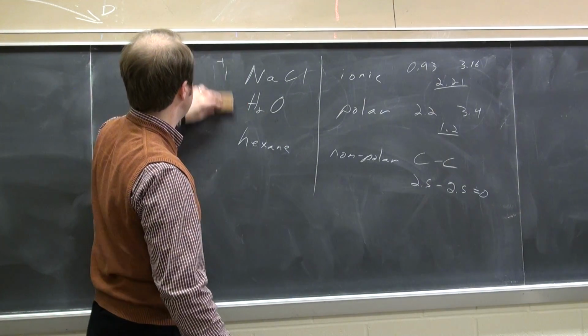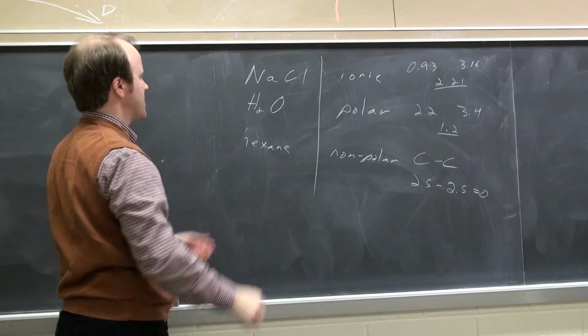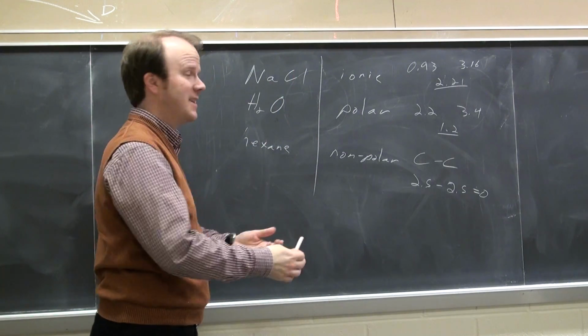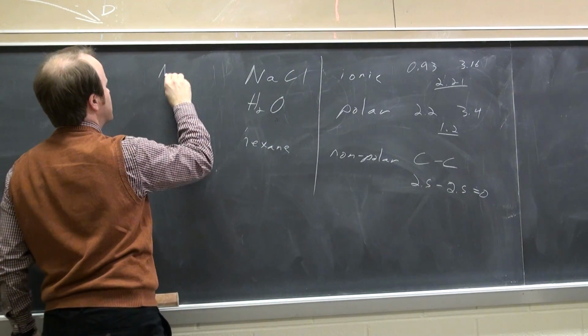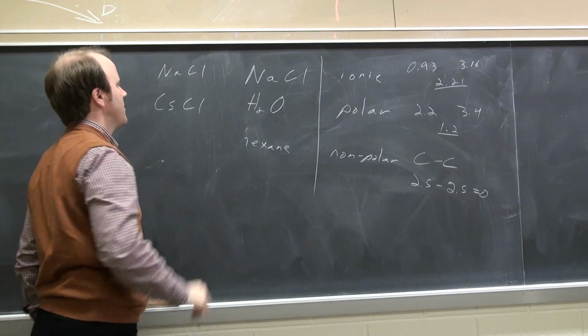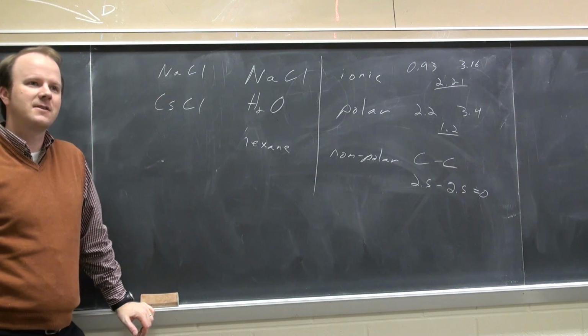It's hard to make generalizations because these are different elements and it's a different set of bonds, right? But let's say you have sodium chloride versus cesium chloride. Which has a greater bond distance here? Cesium chloride.